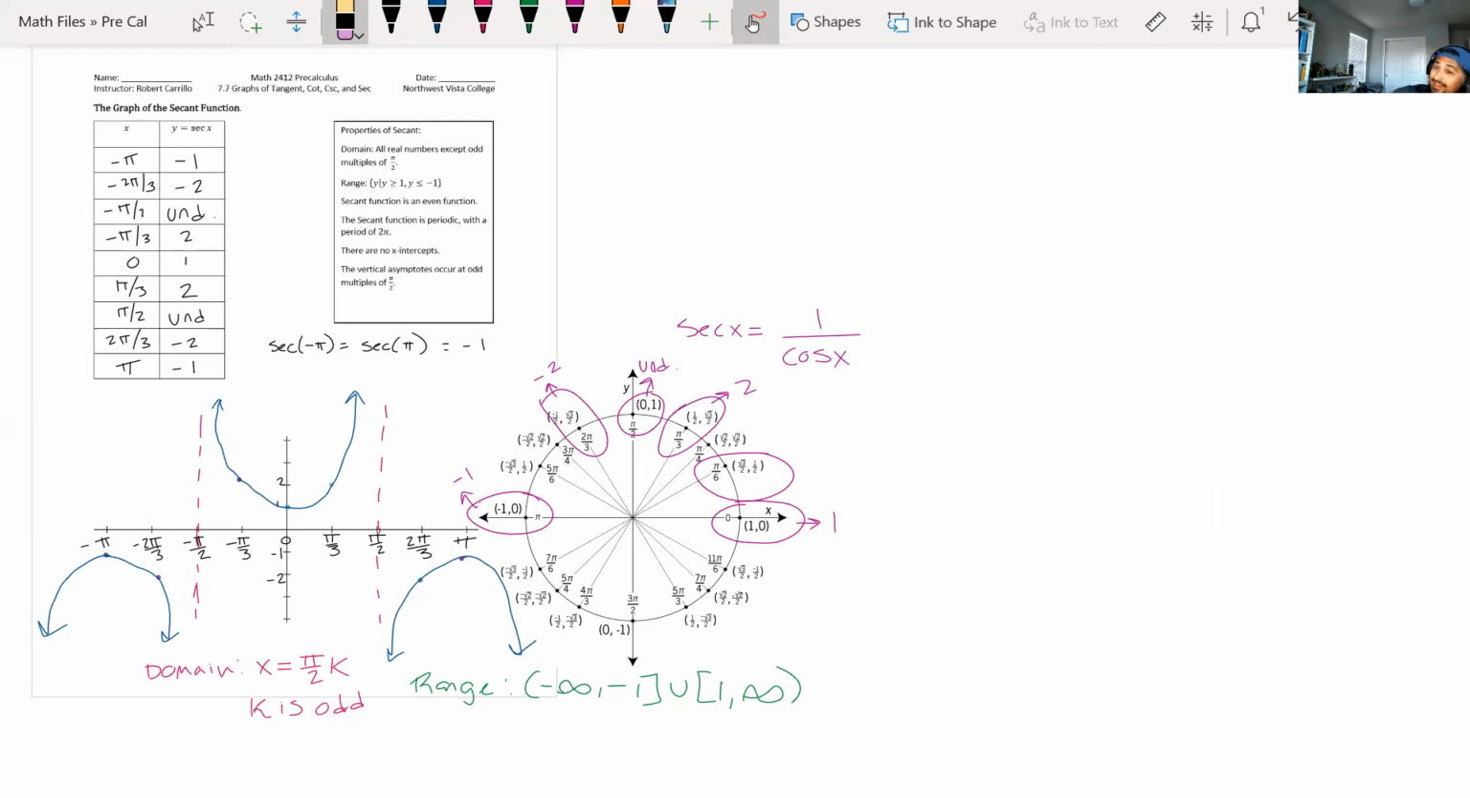And just like cosecant, since secant is the reciprocal function of cosine, this means that cosine fits nicely in between these functions. Yeehaw.